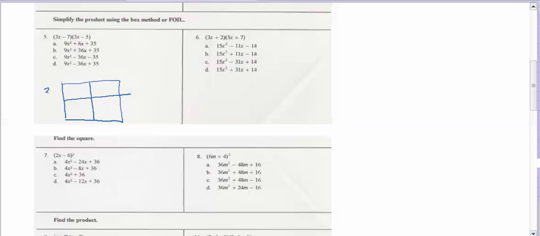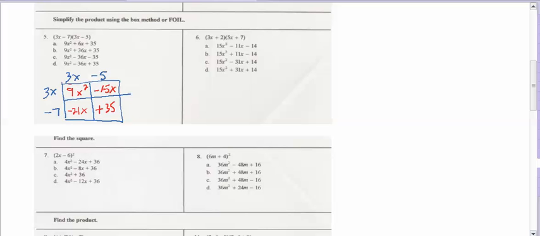So we have 3x minus 7 on one side and 3x minus 5 on the other side. Okay, then you're going to multiply. 3 times 3 is 9, x times x, x squared. 3 times negative 5 is negative 15x. 3 times negative 7 is negative 21x. And then negative and negative is positive 35.